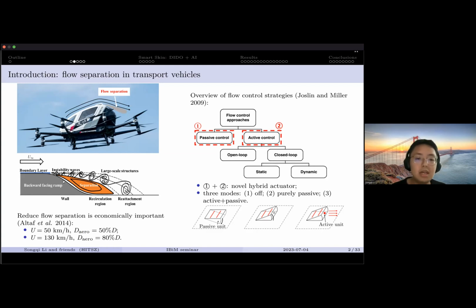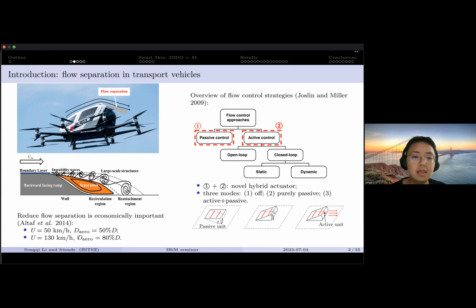Reducing flow separation is essentially very economically important for all kinds of transport vehicles, not only for ground vehicles, but also for these newly emerging aero vehicles. When the cruise speed is about 50 kilometers per hour, the aerodynamic drag will account for 50% of the overall drag, and for the aero vehicle, this number will increase a bit more. And for higher speeds, like here, I present the result from 130 kilometers per hour, the aerodynamic drag will be the major component of the overall drag.